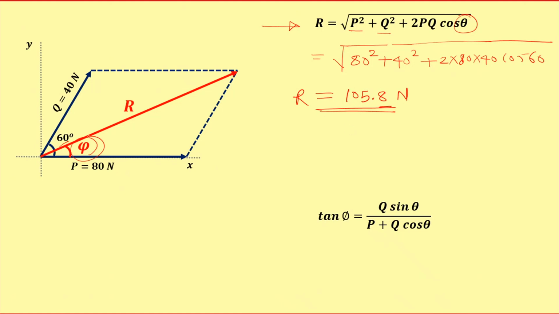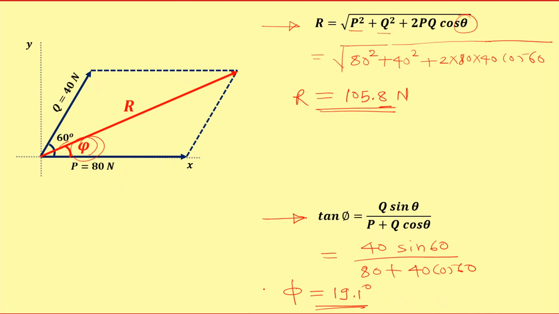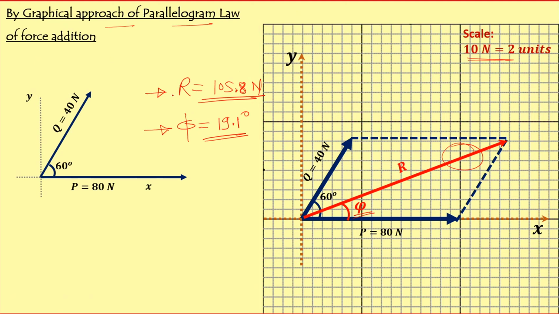Another thing is the angle of inclination phi. This angle of inclination can be obtained by this formula, that tan phi is equal to Q sin theta upon P plus Q cos theta. So again put the values: it is 40 sin 60 upon 80 plus 40 cos 60. Just by simplifying it and taking the tan inverse, you will get the value of phi as 19.1 degrees, which is exactly the same as what we got through the graphical approach.